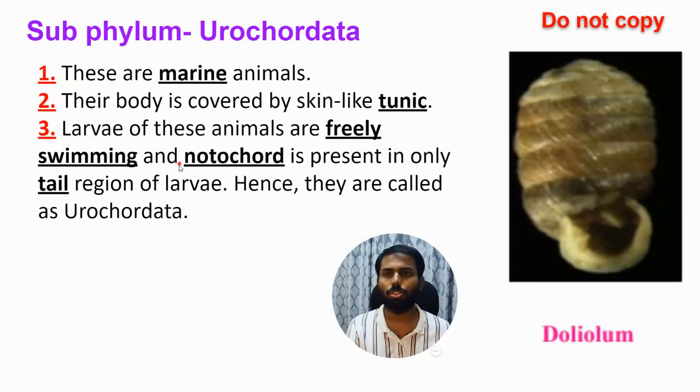So this is Urochordata. How do you pronounce this? Uro is Euro, and next is Chordata: Urochordata. These are marine animals. Marine means you will find them in seawater. Their body is covered by a skin-like tunic. Tunic means a covering which generally covers a body or an organ. So tunic is like a membrane which is covering the entire body or the entire organ.